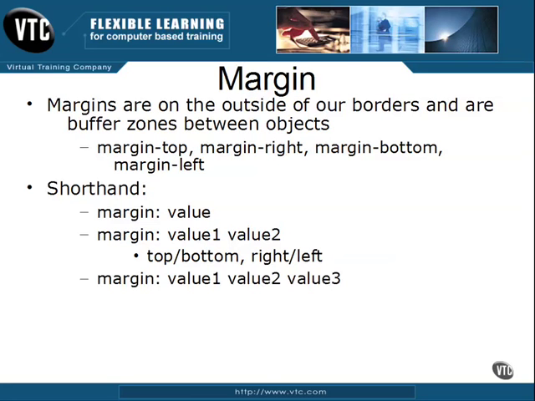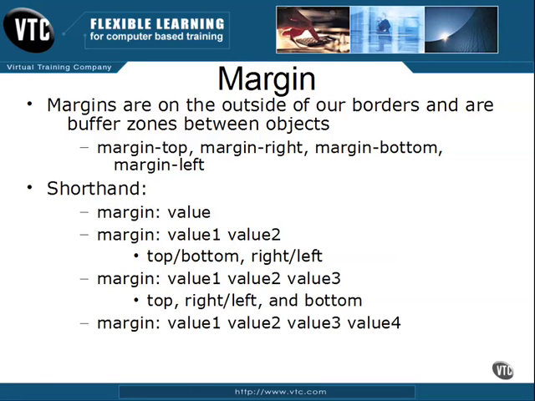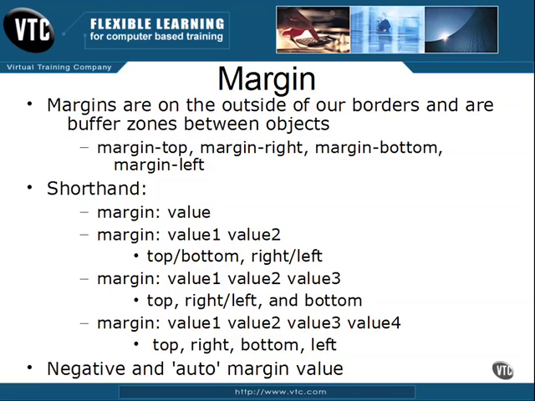We also have a shorthand using three values, which will allow us to set the margin for the top with the first value, right and left with the second value, and then bottom with the third value. And then lastly, we have our four value shorthand, which will set the values for the top, right, bottom, and left. Now, we can also set up values that are negative or that use the keyword of auto.